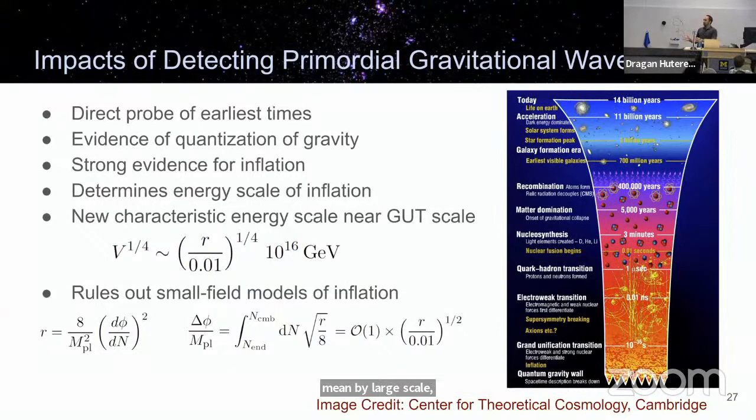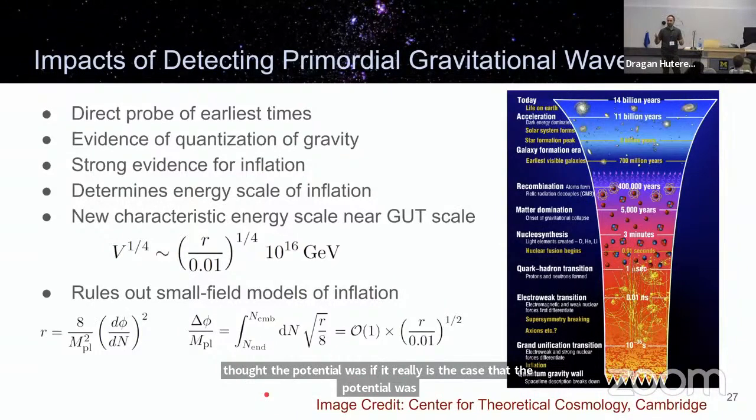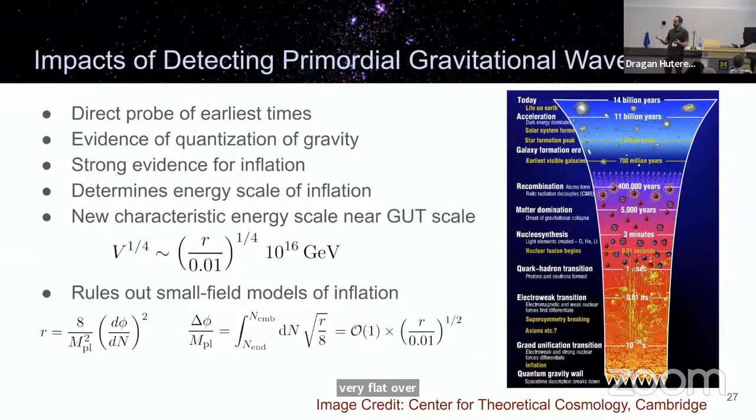Now, this is important also for quantum gravity because one expects that when you write down a scalar field potential, quantum gravity should correct that potential, should modify what you thought the potential was. If it really is the case that the potential was very flat over super-Planckian distances, that tells us that there's some symmetry that protects that potential over a distance where quantum gravity effects should have become important in a naive treatment. Okay, I'll leave it at that.